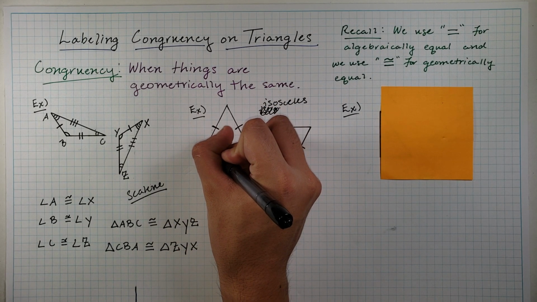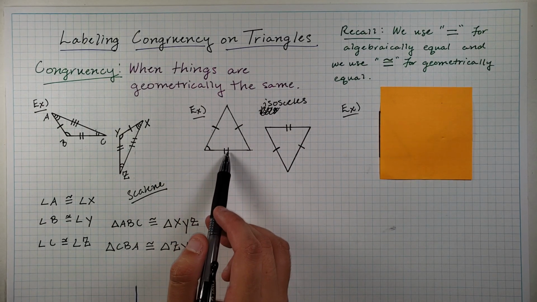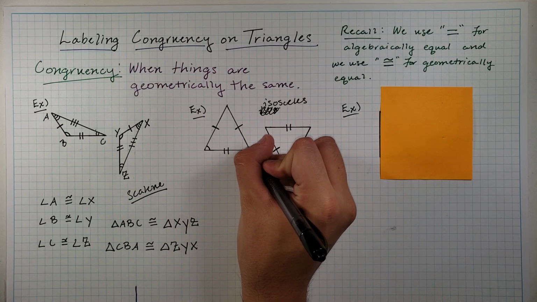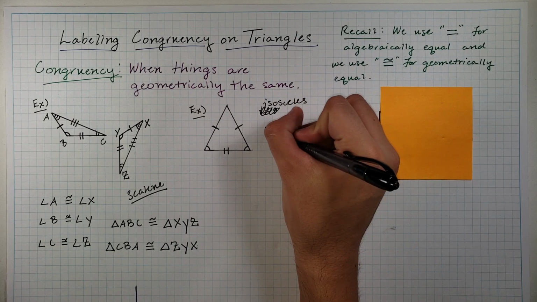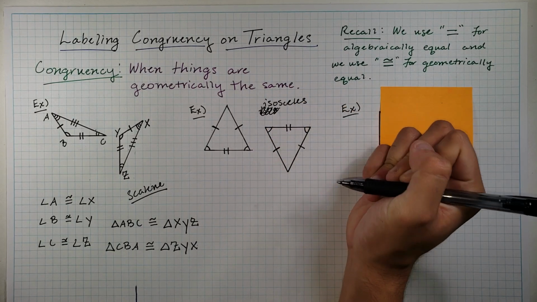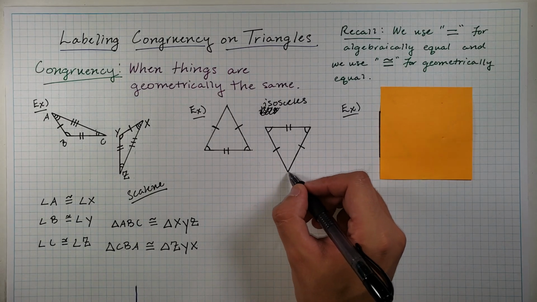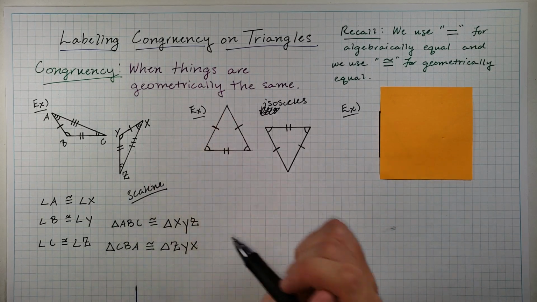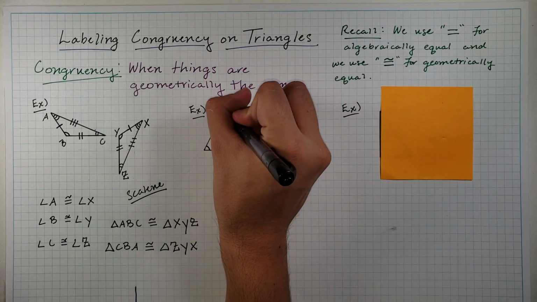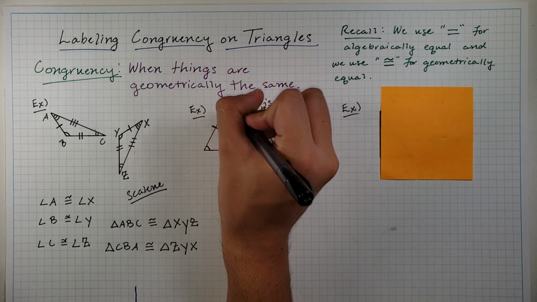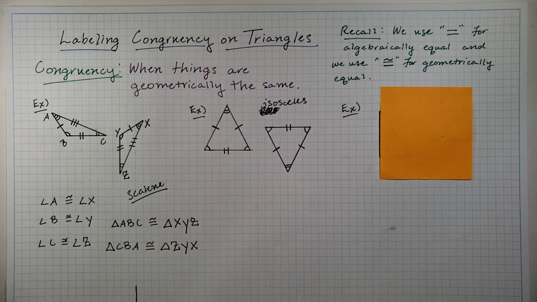You can put an arc here for the one between this tick and the double tick mark, and then another single arc here. You can do the same thing with this one. You can put the single arc here and the single arc here. So now we're left with this angle being congruent to this angle. So what we can do is put a double.